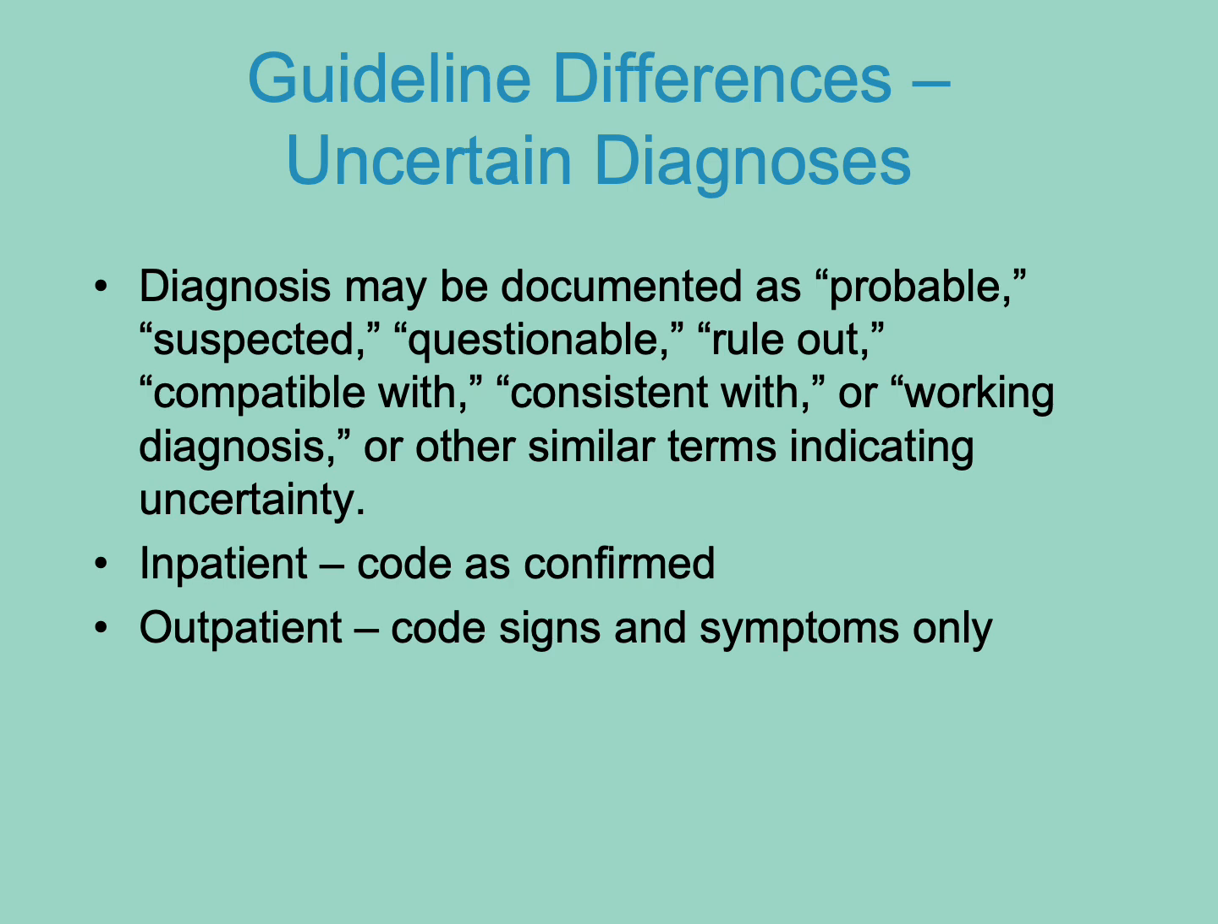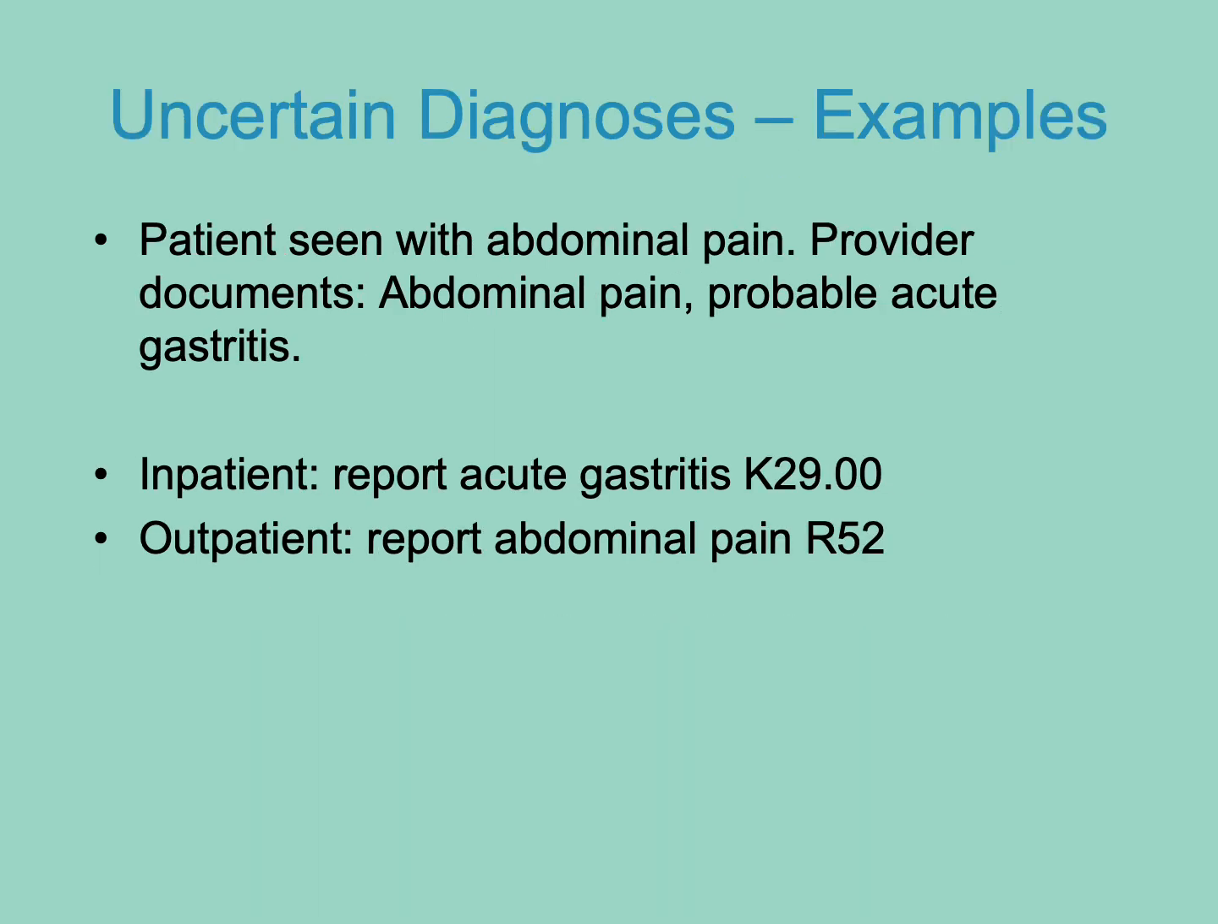For an inpatient, the guidelines say code as if confirmed. Even if it says suspected pneumonia, you're going to code it as pneumonia. For outpatient, it says code the signs and symptoms only. So that's a big difference.